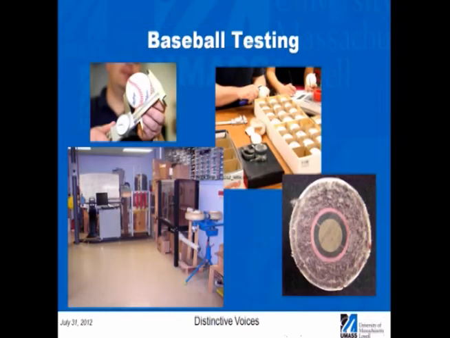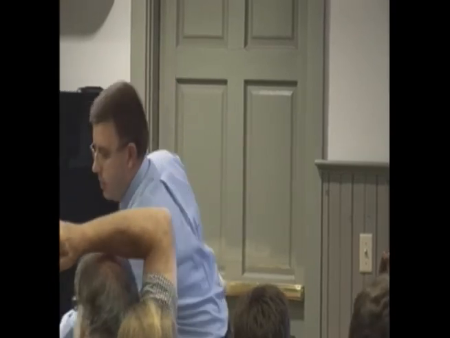So to do that, we look at the seam heights, we look at ball dissection, we look at all these different layers. I do have some cut open balls here if you want to pass these around. If you want to just pass them down the rows, that would be great.